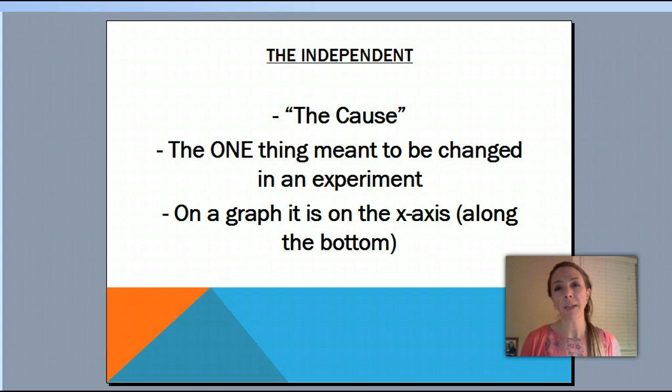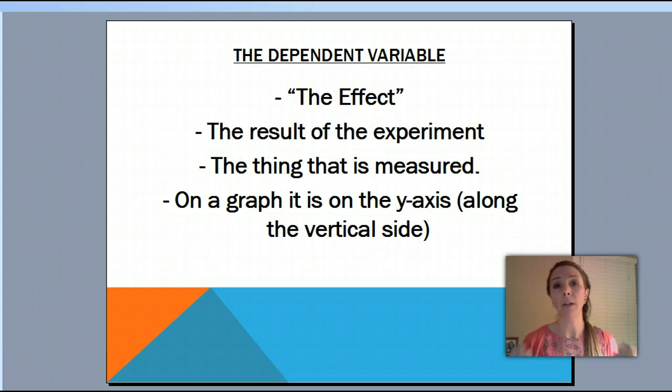So if the independent is the thing that I am meant to be changing in an experiment, then the dependent variable is the one that is meant to be measured, right? Is the effect, right? So the cause and the effect, right? If I change the type of soil that I plant my seeds in, what will the effect be on the seeds? If I change the type of car oil, what effect will it have on my car? So independent was the thing that I was changing. Dependent is the thing that I am measuring. It's the results.